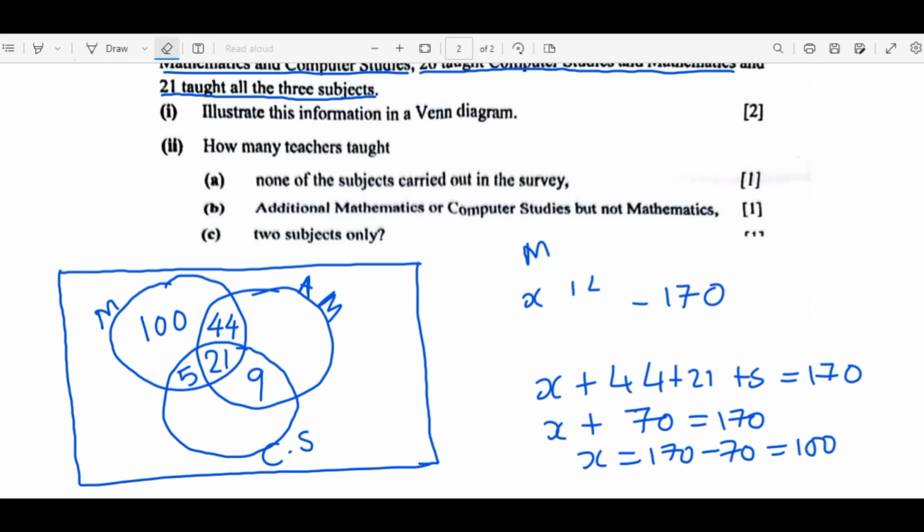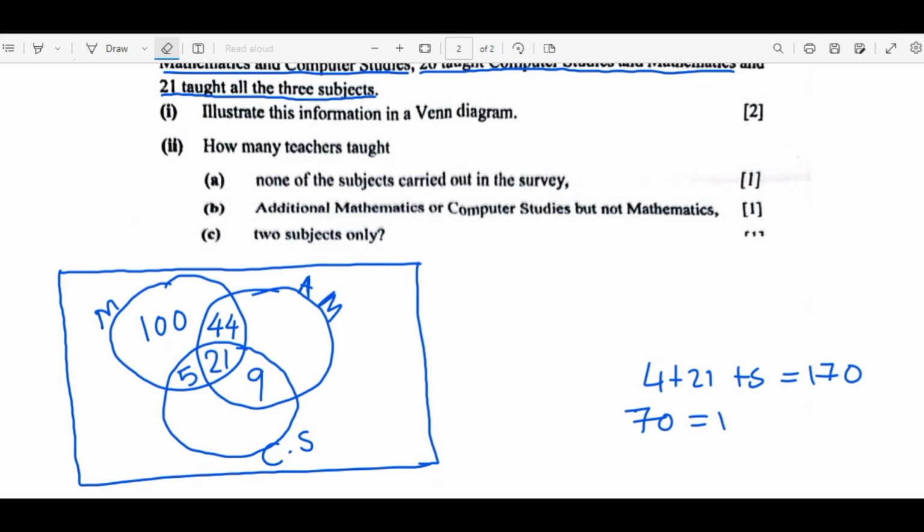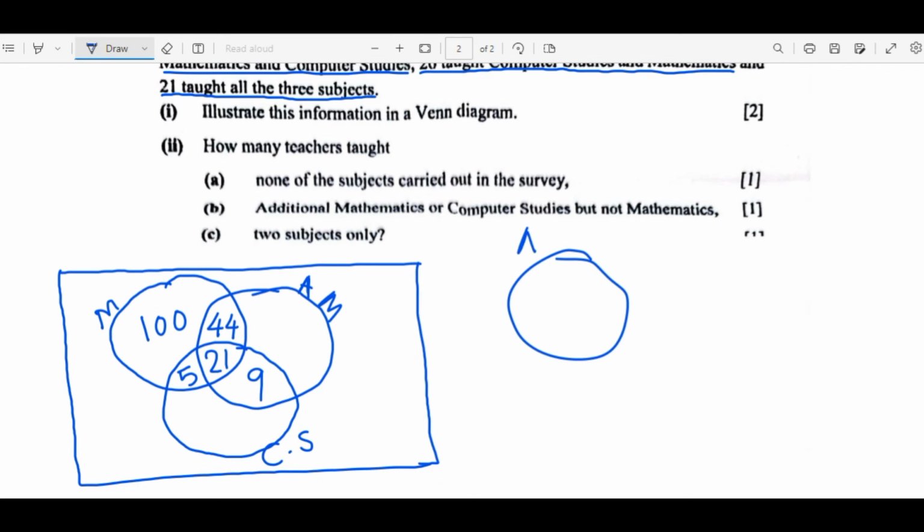So this is the concept. I thought of maybe if I can make a visual representation, I can simplify things. So that's what you are supposed to do. So we are going to do the same with additional mathematics. So let's look at the numbers that we have in ADMA.